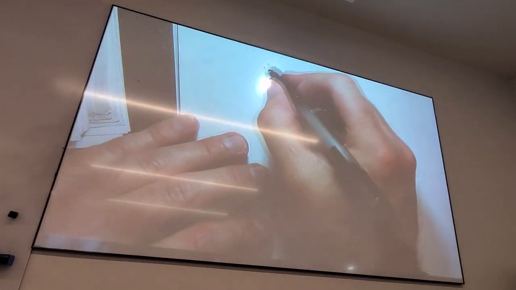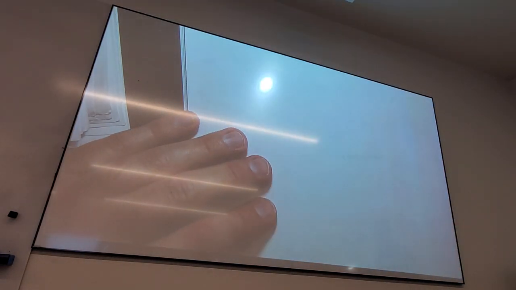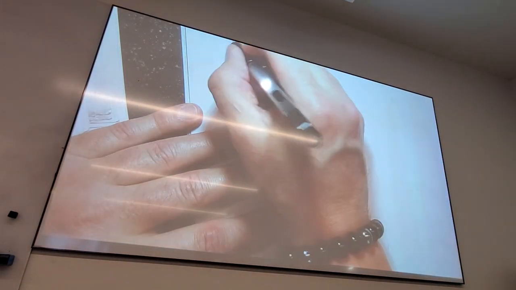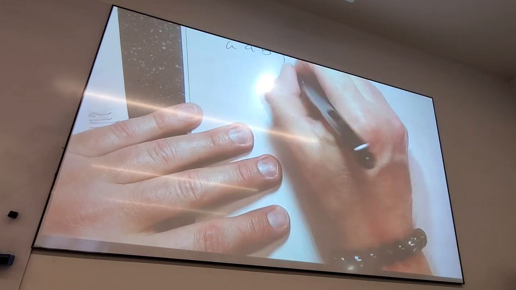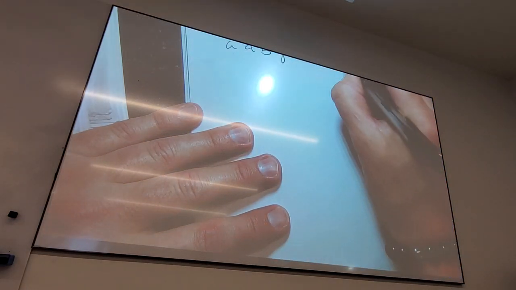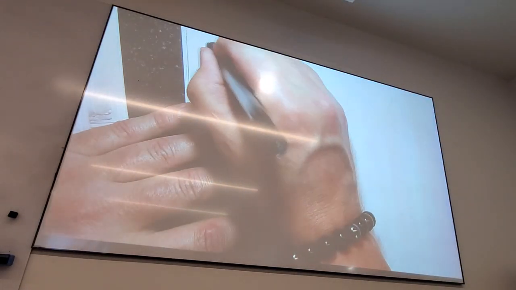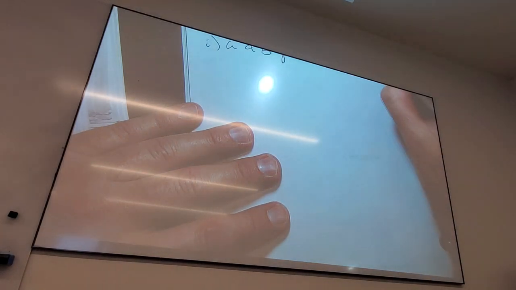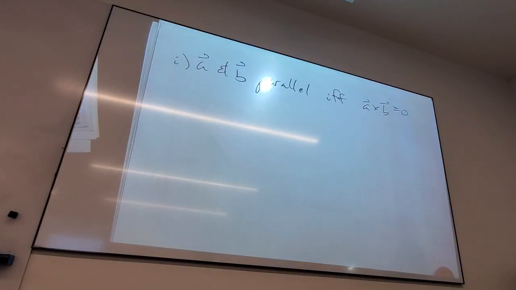All right, a couple more things. We already know a couple of things. I'm going to start here. A and B are parallel if and only if A cross B is 0. So we just talked about this a minute ago, but I just want to make it official.